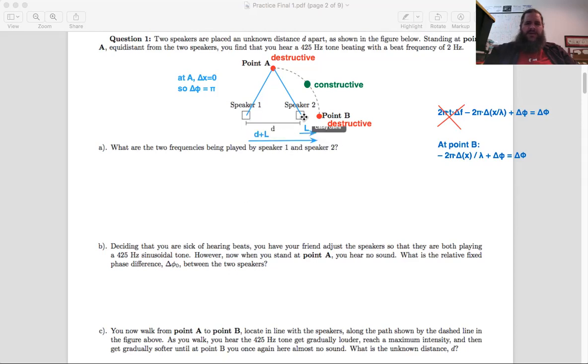So let's say we subtract and we get D as the difference in path length. Delta X is D, so that means this becomes negative 2 pi times D divided by wavelength plus delta little phi. Since this depends on which order we're subtracting in, we might want to think of this as having a plus or minus attached to it. But also, what do we know about the delta little phi? It has to be pi. Yeah.